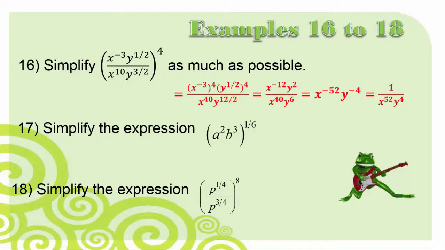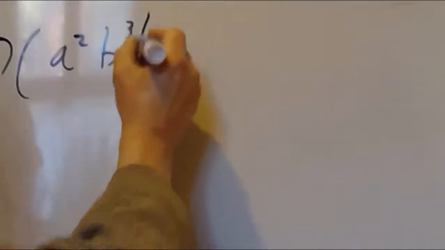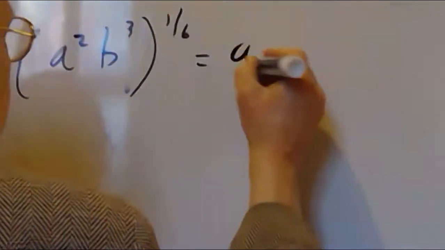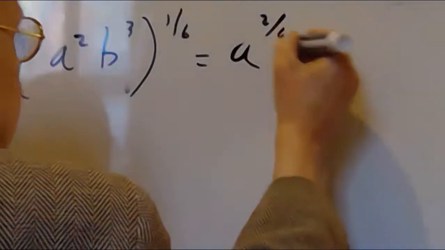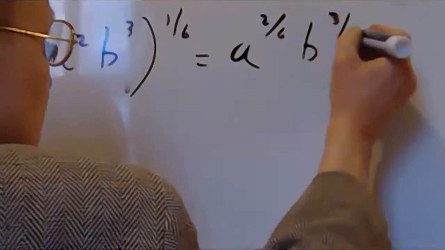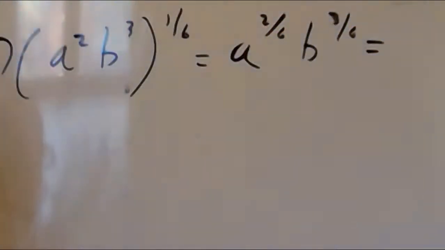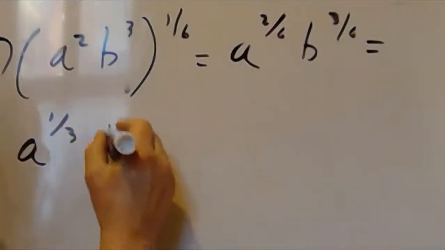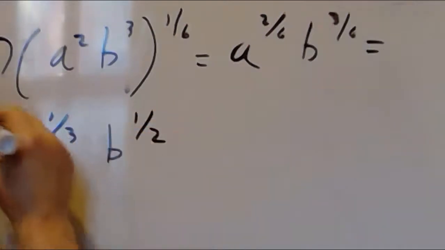So let us go over to the whiteboard and work this one out. 17, I have a squared b cubed all to the 1/6. So that means I multiply that in. a to the 2 over 6, b to the 3 over 6. So that's equal to a to the 1/3, b to the 1/2.